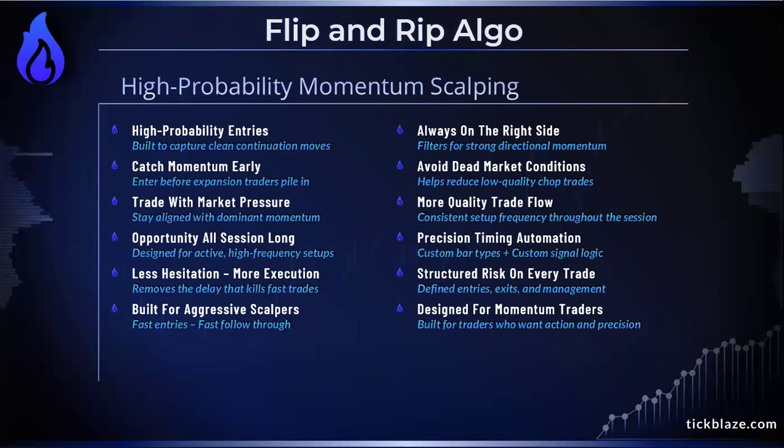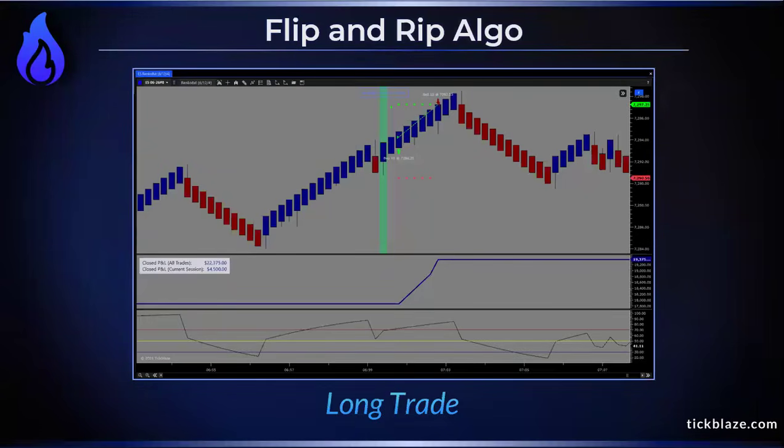All right, so here's the algo. The algo is going to plot entries on your chart. It will give you the entry. You can see this is a 1 bar flip and rip. It flipped and then it ripped. It's that simple. Clean entries. There's the stop. There's the target.